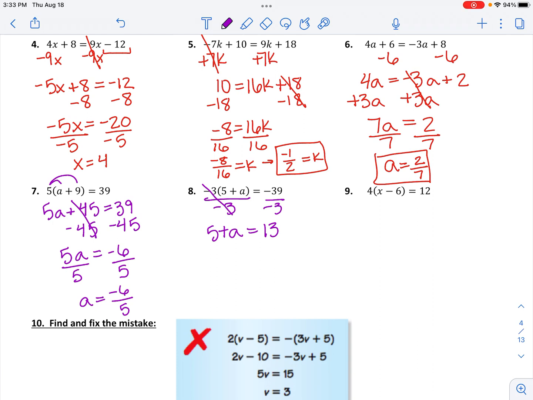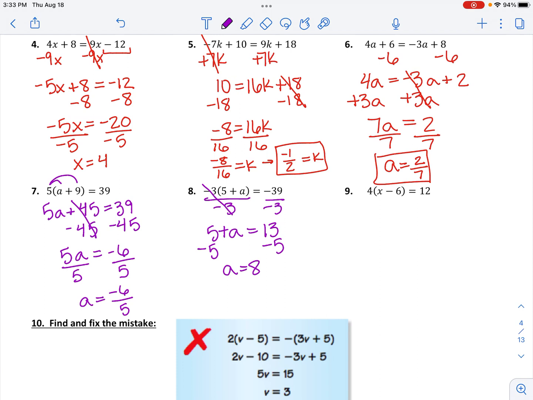Okay. Then I have 5 plus a, it's a positive 5. I need to subtract that on both sides. And I know a is equal to 8. If you don't like that way, you do not have to use that way. You can still go back and distribute your -3 and do it like we did number 7. That's totally fine. But now you see that you'll get the same answer if you did it this other way as well.